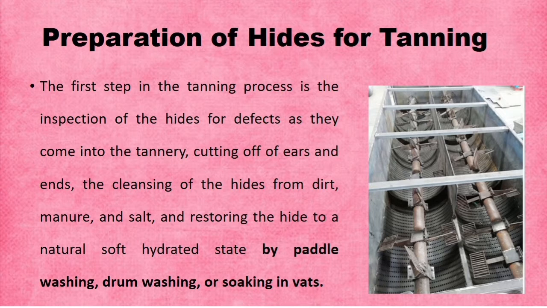The first step in the tanning process is the inspection of the hides for defects as they come into the tannery, cutting off of ears and ends, the cleansing of the hides from dirt, manure, and salt, and restoring the hide to a natural soft hydrated state by paddle washing, drum washing, or soaking in vats.